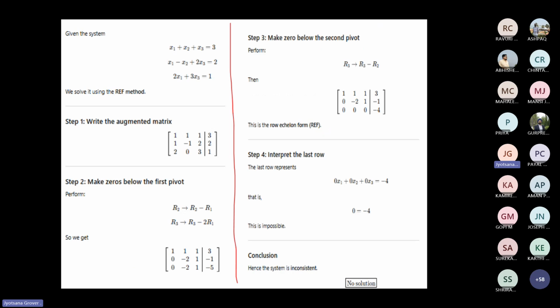Now I'll do it using the knowledge that you have learned so far, that is REF. First we have to write it in the form of an augmented matrix, because this is of the form AX is equal to B. So you just collect the coefficients: 1, 1, 1. This is your first row. Then 1, minus 1, 2. This is your second row. And for the third, there is no coefficient of x2, so 2, 0, 3.